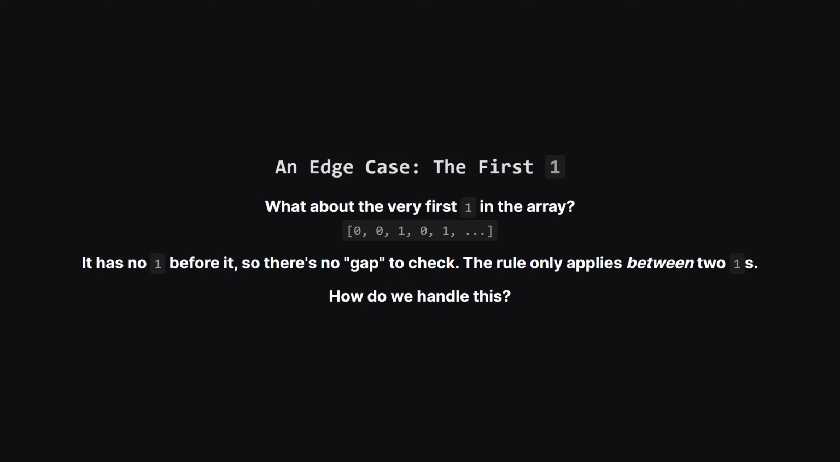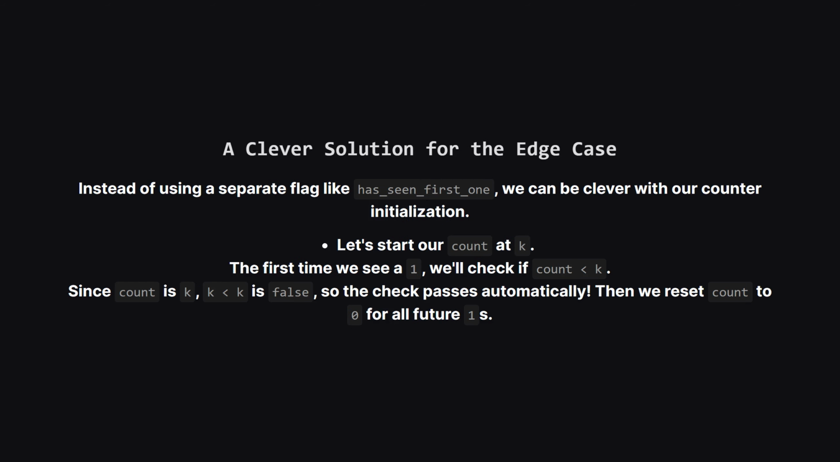But wait, there's a small edge case. What about the very first one we encounter? It doesn't have a 1 before it, so there's no gap to measure. Our check should only apply to the distance between consecutive ones. We need a way to ignore the check for the first one we see. We could use a separate variable, like a Boolean flag, to track if we've seen our first one.